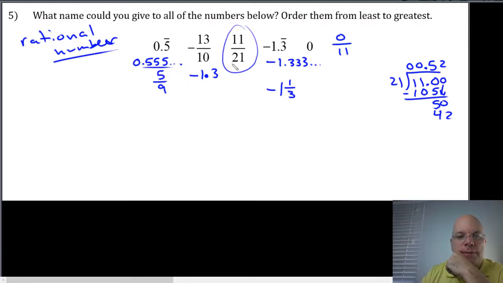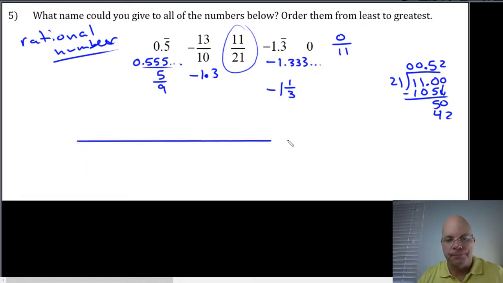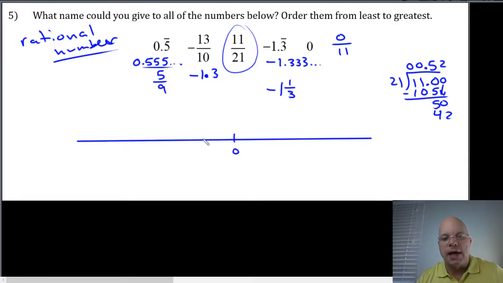So I almost said that's our least value, but certainly not, right? We have 0 and we have some negative values. If I was going to make a number line and put 0 here as a reference, or our origin as a reference, as I went to the left into the negatives, the first negative I would run into would be this negative 13/10.